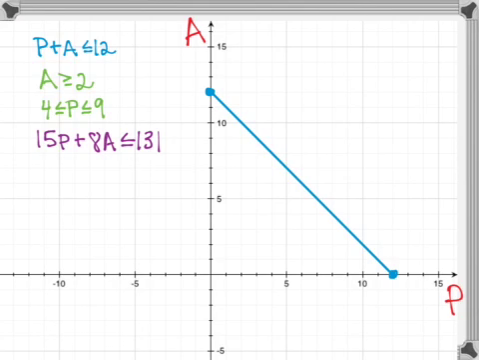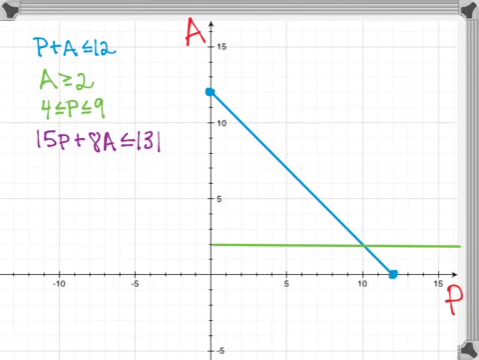And then which direction do I shade? To the left or the right? To the left, correct? If I put in 5 and 5, that's going to be less than 12 when I add them up. Okay. This is easy. A is greater than or equal to 2.